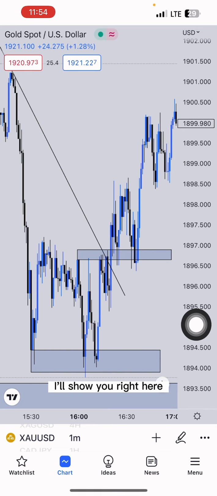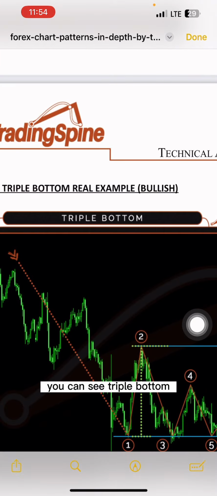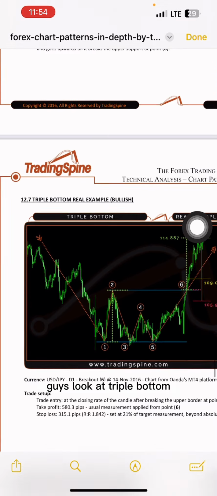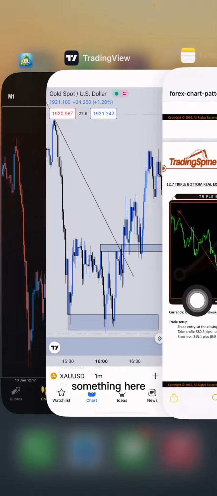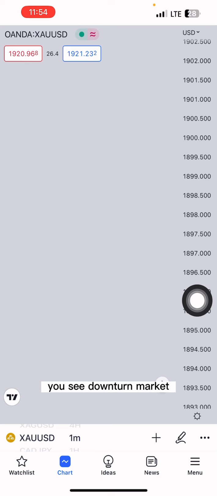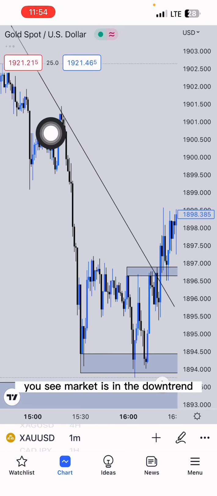It does the same thing. I'll show you right here. So you can see this is a triple bottom. Guys, look. For a triple bottom, you need to have a downtrend market, you see? The downtrend market is here. Let's go back this side. You see? Market is in the downtrend.